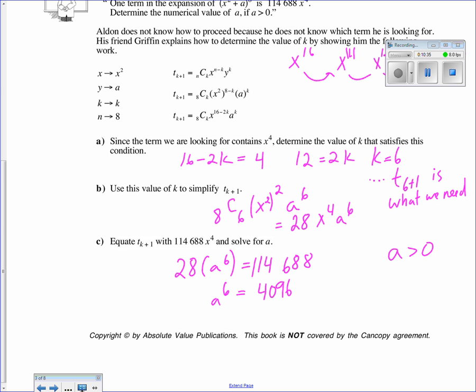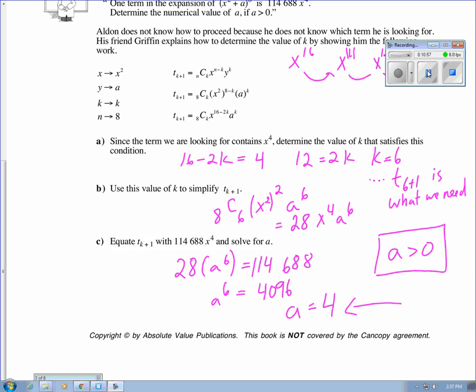There are different ways of doing that. I'm going to go Math, number 5, and then enter 4,096. That'll give me the 6th root, and that'll give me a is 4. Now it is possible that a could have been -4, but since a is larger than 0, the only answer I want is a is 4.